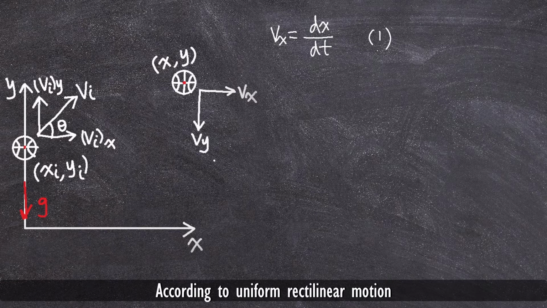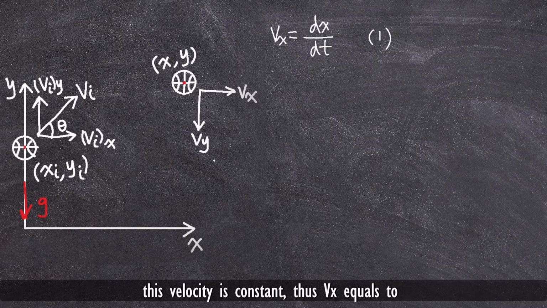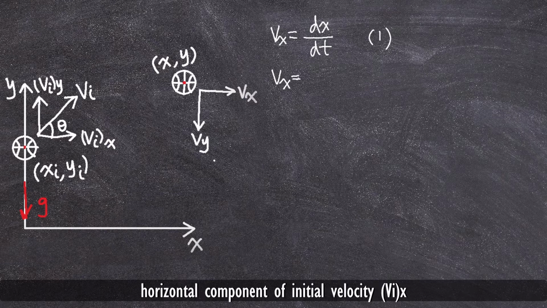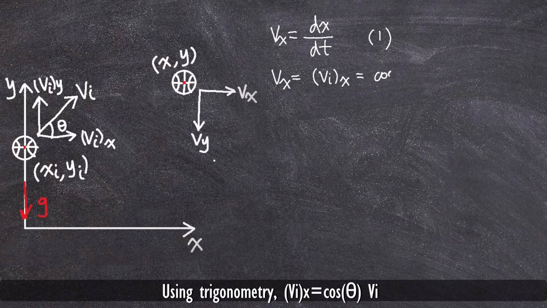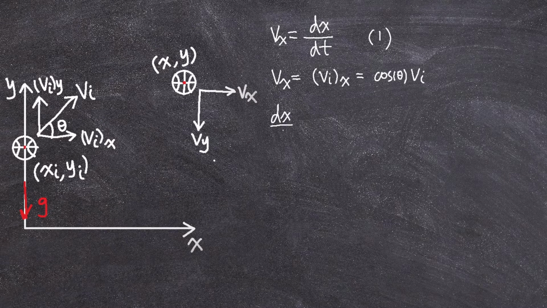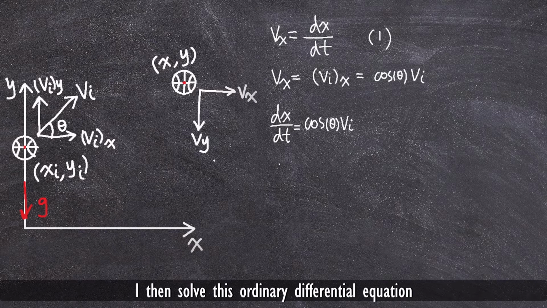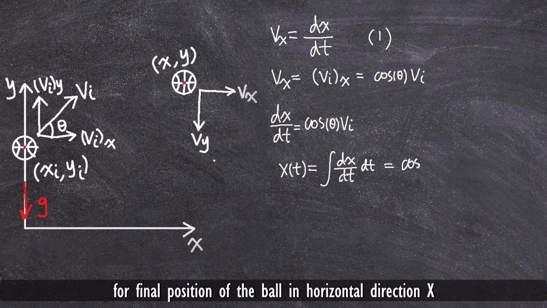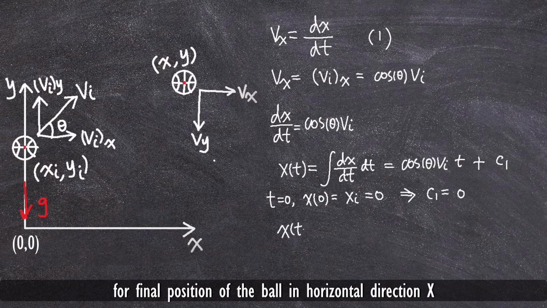According to uniform rectilinear motion, this velocity is constant. Thus, v sub x equals the horizontal component of the initial velocity, v sub i of x. Using trigonometry, v sub i of x is cosine of theta times v sub i. I then solve this ordinary differential equation for the final position of the ball in the horizontal direction, x.